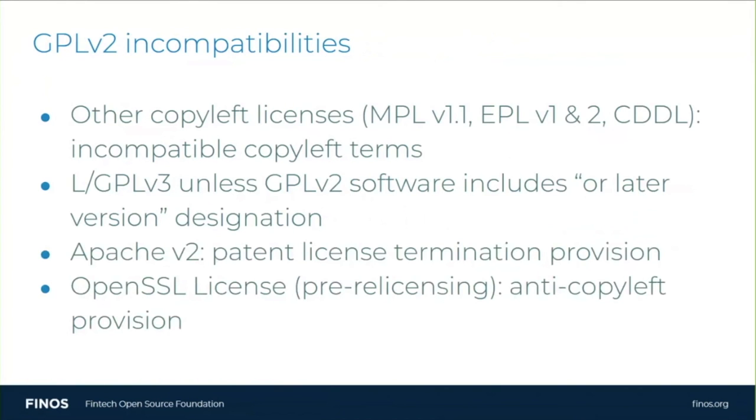GPL version 2 is incompatible with Mozilla Public License version 1.1, with the Eclipse Public License versions 1 and 2, and with the CDDL, because they just have incompatible copyleft terms. The LGPL and GPL version 3 are incompatible with GPL version 2, again because of incompatible copyleft terms, unless the GPL version 2 software includes an "or later" designation like we discussed earlier. Apache 2, as I mentioned.